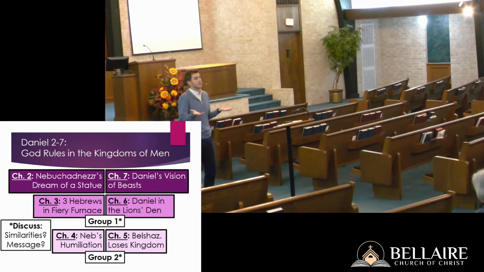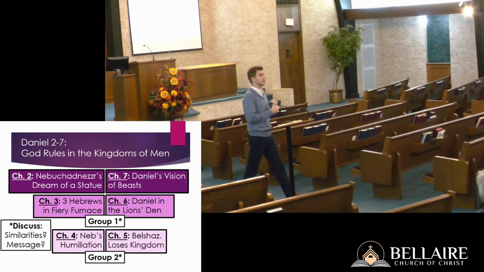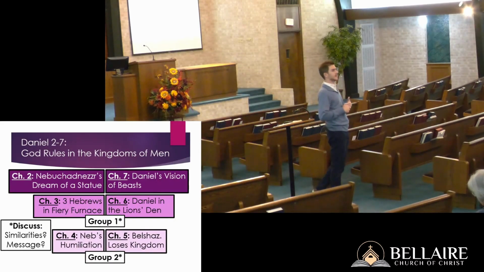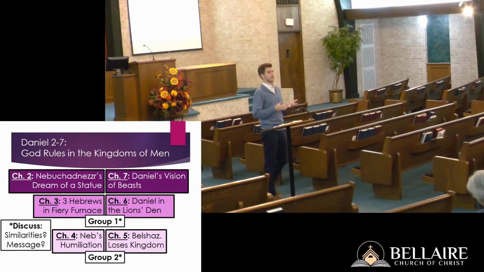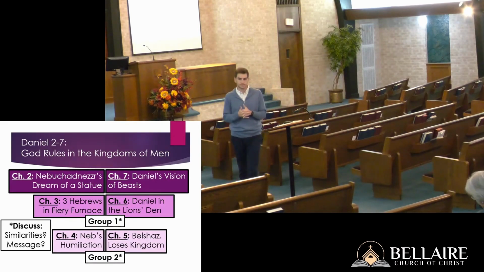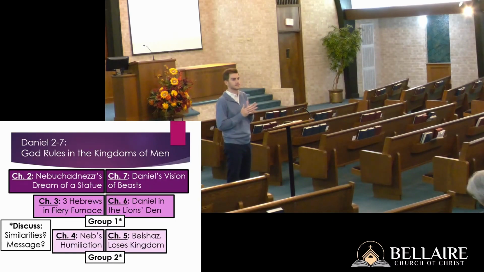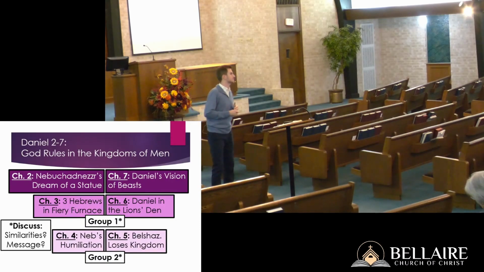So do that again for chapters 4 and 5. Nebuchadnezzar is turning into a beast, and Belshazzar and the handwriting on the wall story. What are all the similarities there? Yeah, big fall for both. Significant loss. What else?